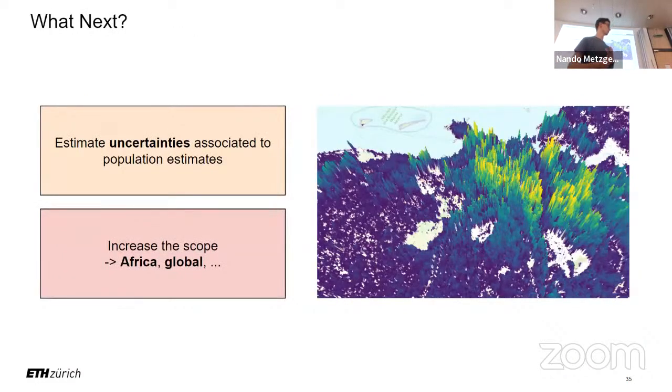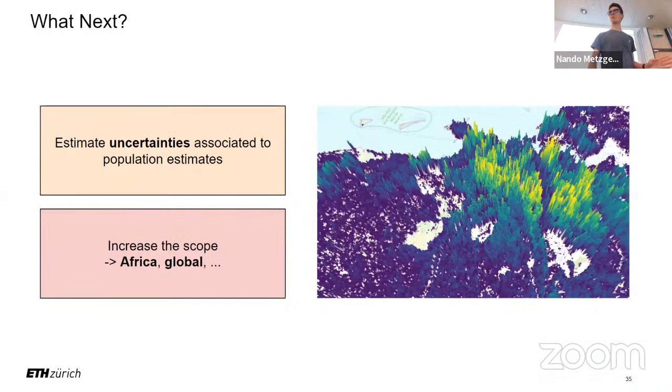So what's next for this project is that I also want to integrate some uncertainty measures into the map, basically do some Bayesian deep learning as well. And then finally, I want to increase the scope, maybe do an African-wide map, maybe even a global map. So that was it for the population maps.